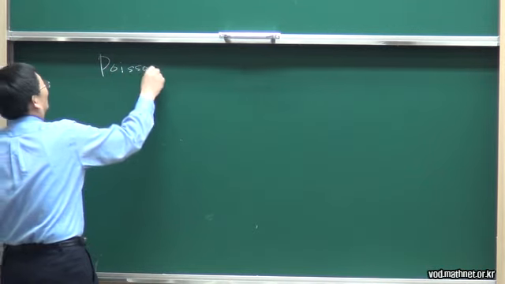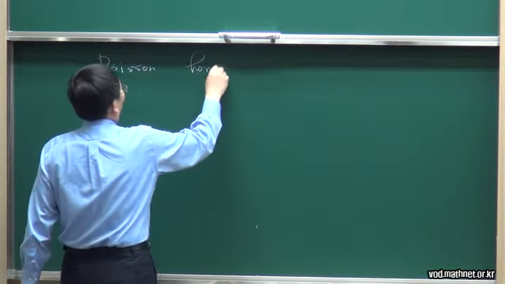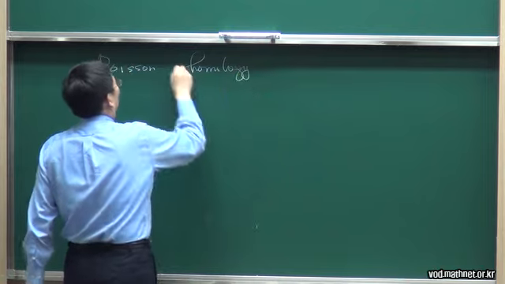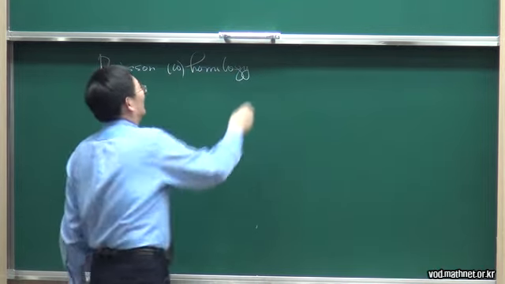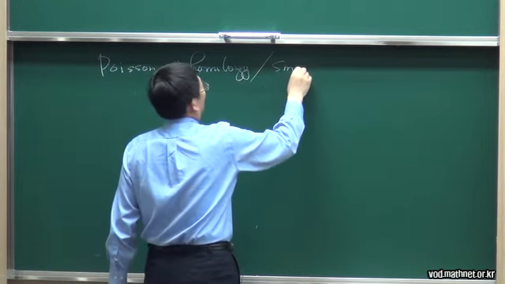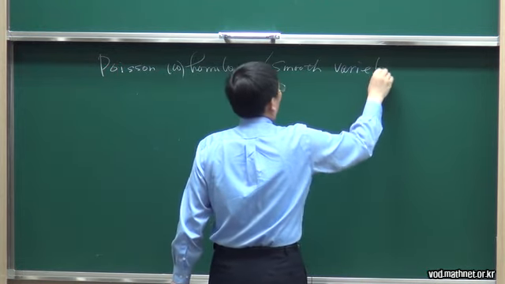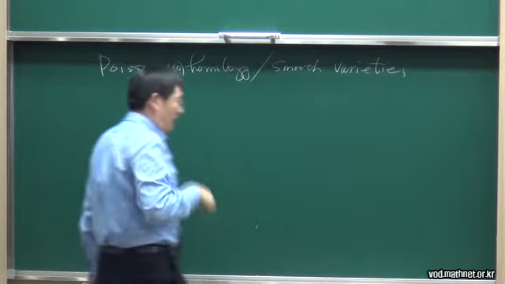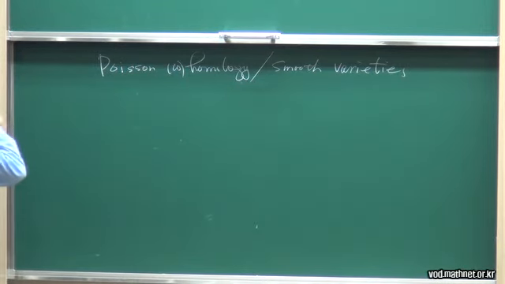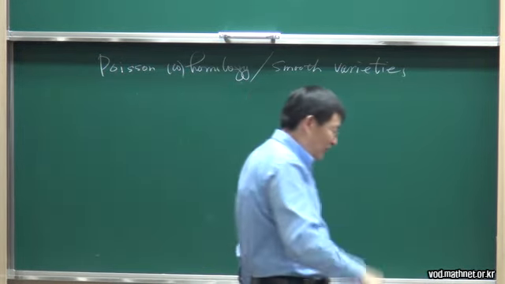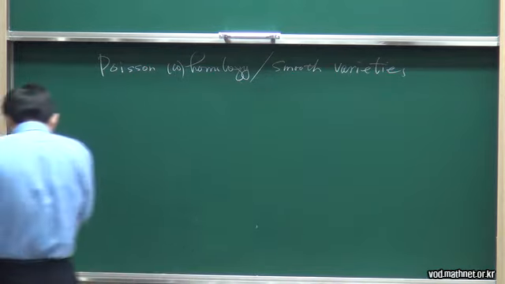title is Poisson homology and cohomology over smooth varieties. But I will do it in an algebraic way. First, let me start from some background or motivation.